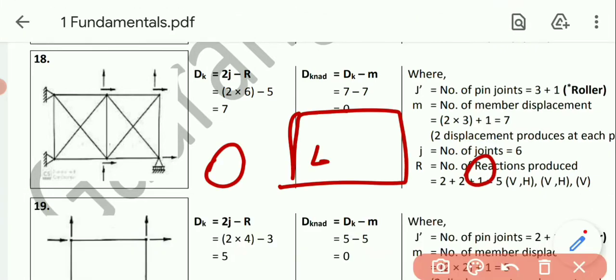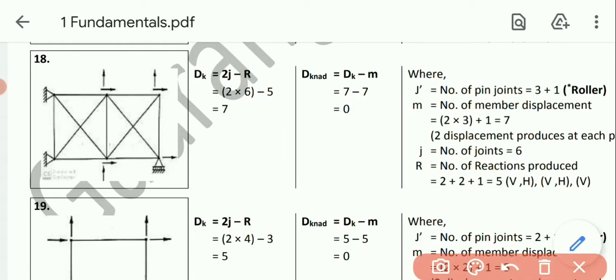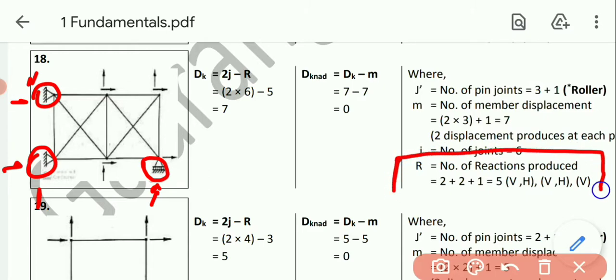Now, in this one, in support, 2 reactions will be there. So ultimately 2 plus 2, and over here one roller support is there. Now this is different compared to all the previous examples. In this one roller support is there, so one reaction will be there. So ultimately capital R, that is 2 plus 2 plus 1, that is 5.